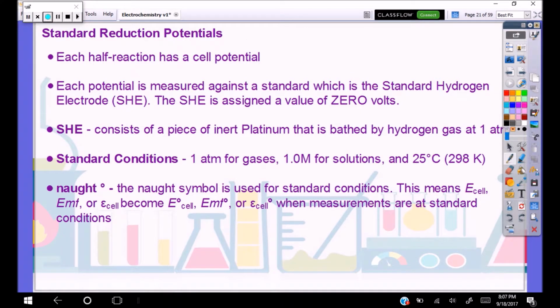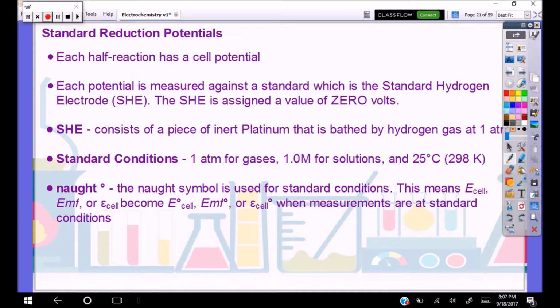The way we get those numbers is by measuring the potential against a standard. The standard is called the Standard Hydrogen Electrode. It's abbreviated as SHE. The SHE is assigned a value of 0 volts. So 0 is our standard. It's easy to tell in both a positive and negative direction the potential of the other half reactions.